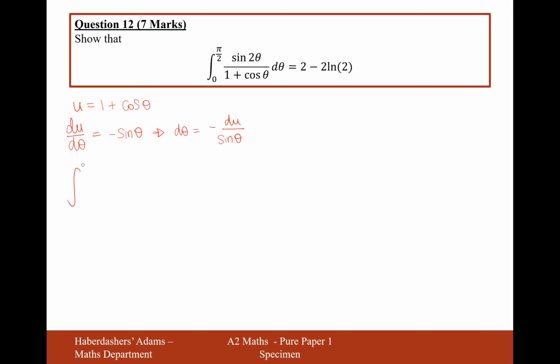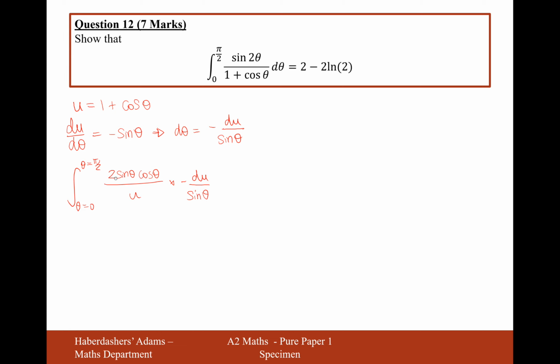So let's start now substituting things in. We could have a go at substituting our limits in now, but I'm not going to do it quite yet. I'll just remind myself that they are theta limits by writing theta equals 0 and theta equals pi by 2. Let's now start substituting in. Now remember, sine 2 theta is the same as 2 sine theta cos theta, and then this is going to be over u, and then after that we need to then multiply by minus du over sine theta.